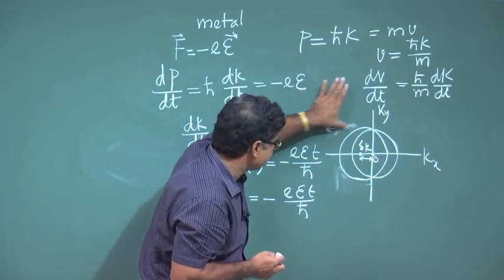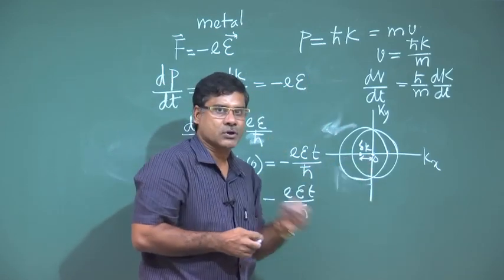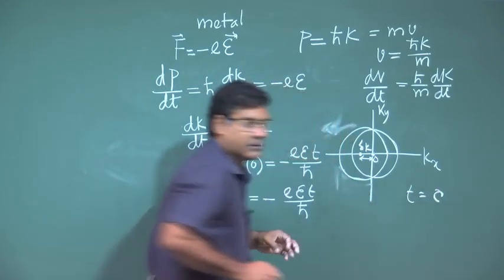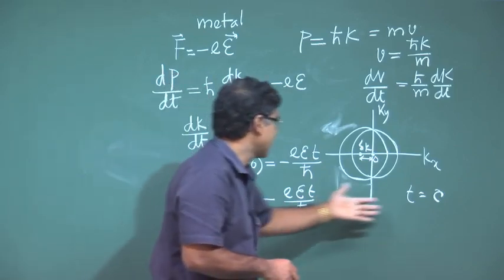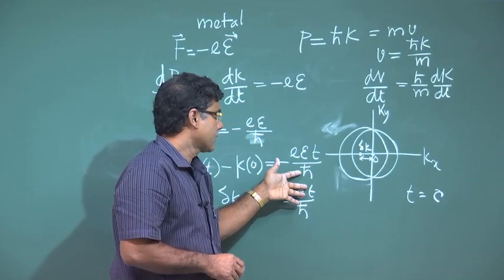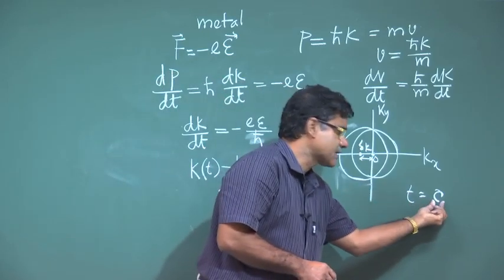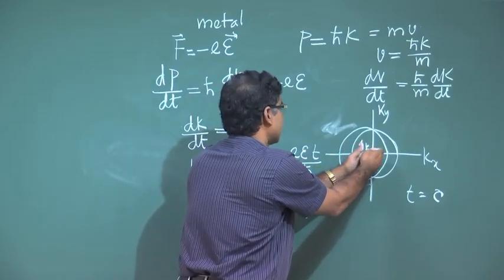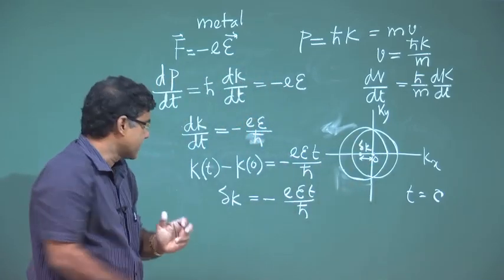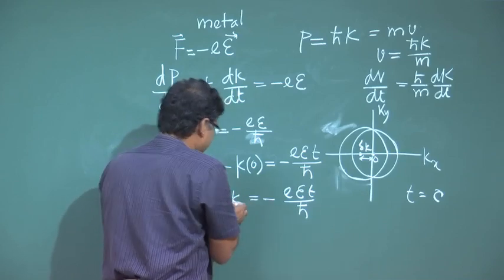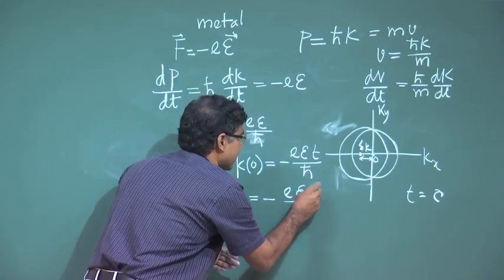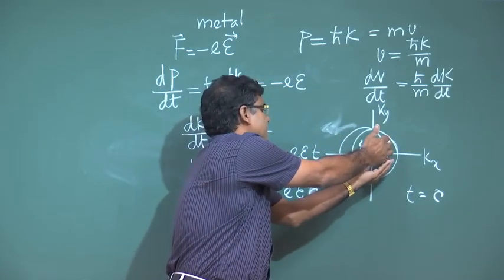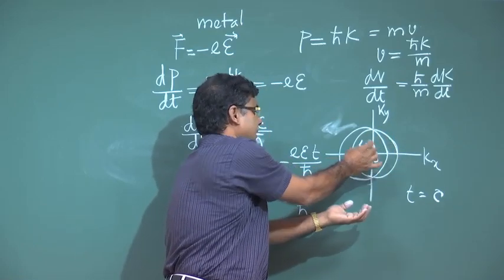What if we think this way, that I have applied the electric field for a short time, t equal to tau. For this time I have applied this electric field E. During this time, it is moved from this place to that place. Now, the electric field is not there. So, its displacement will be delta k equal to this, where t is replaced by tau. So, now for this electric field, these things are just shifted by this delta k. Now, what will happen?